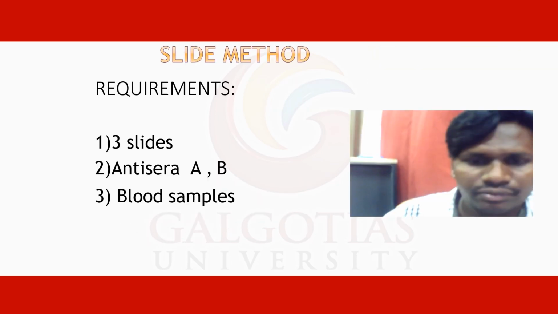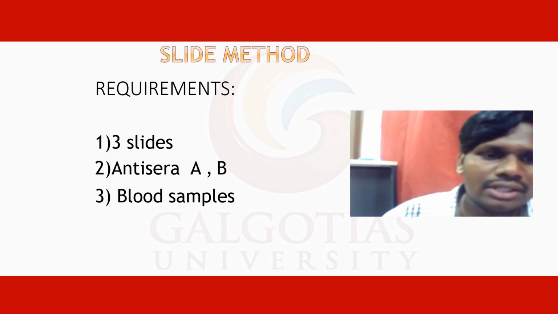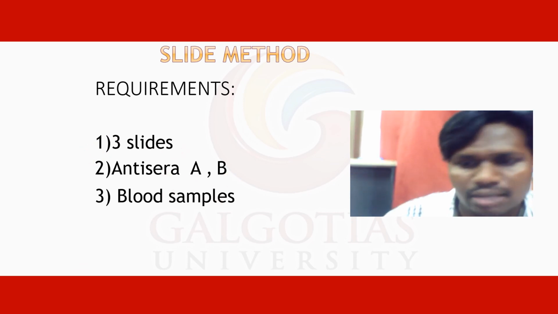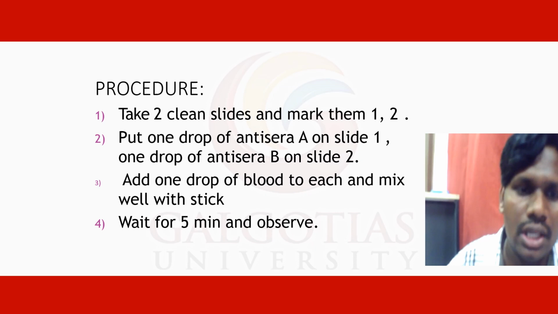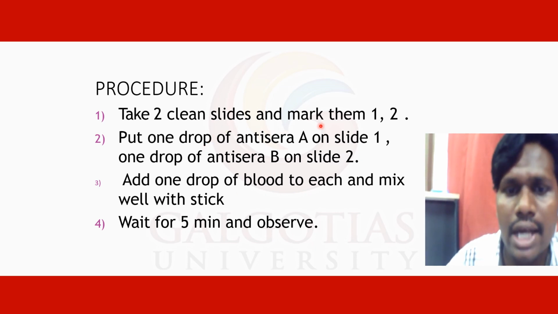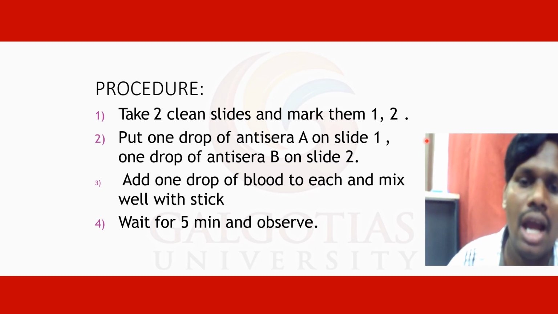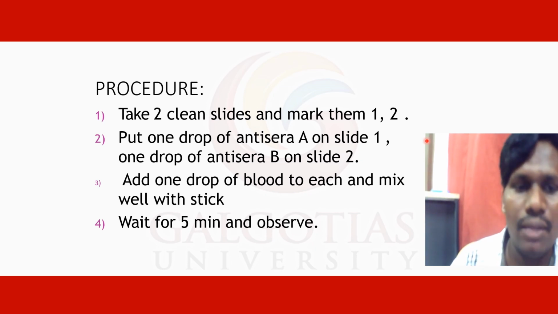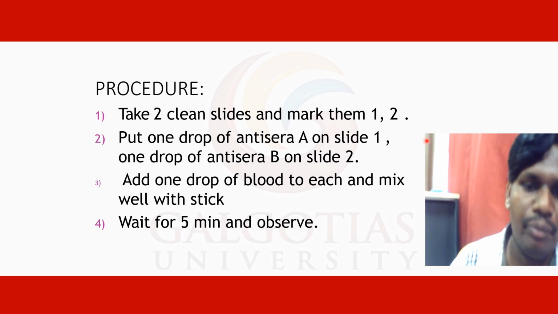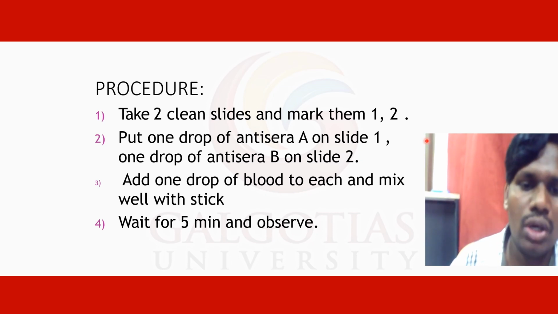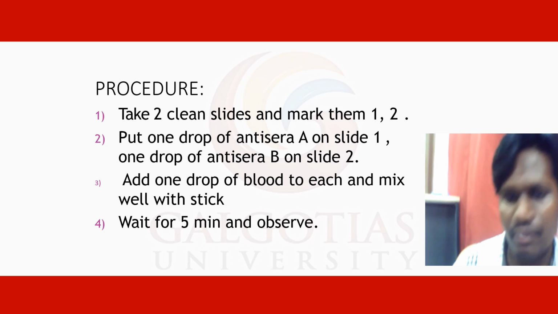What are the requirements for the slide method? You have to take slides, antisera A and B, and the blood sample. Procedure: take 2 clean slides and mark them 1 and 2. Put 1 drop of antisera A on slide 1, and 1 drop of antisera B on slide 2. Add 1 drop of blood to each and mix it well with a stick. Wait for 5 minutes and observe the result.